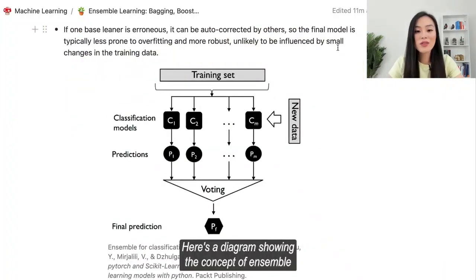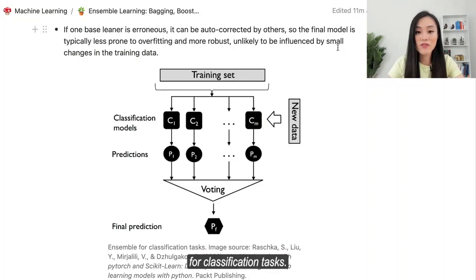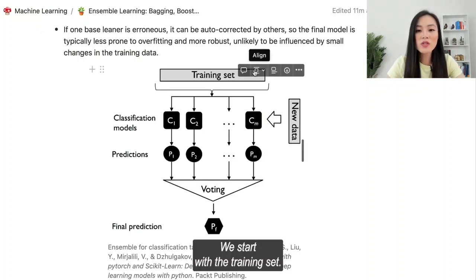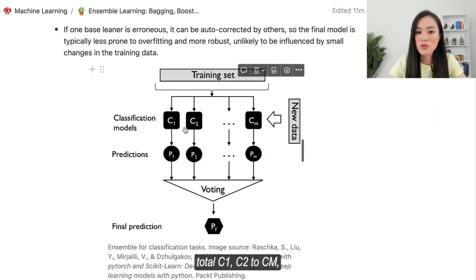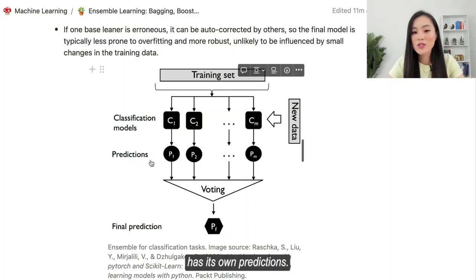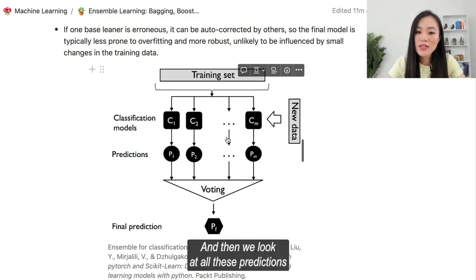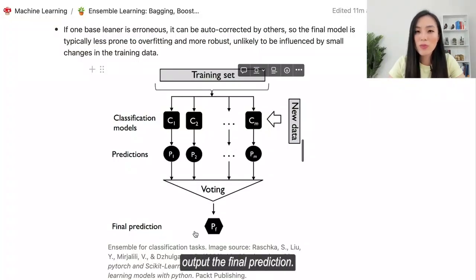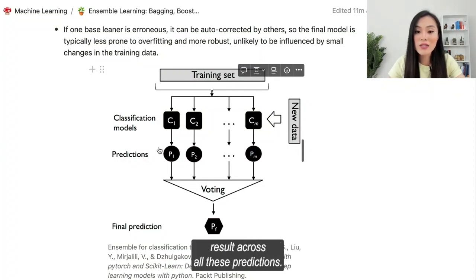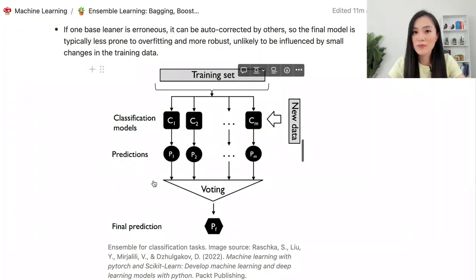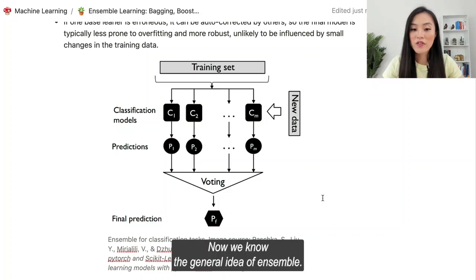Here's a diagram showing the concept of ensemble for classification tasks. We start with the training set. Then we build classification models based on this training set. We have M models in total, C1, C2 to CM. And then each model has its own predictions. And then we look at all these predictions and we use voting to output the final prediction. Voting means that we select the most frequent results across all these predictions. Now we know the general idea of ensemble.